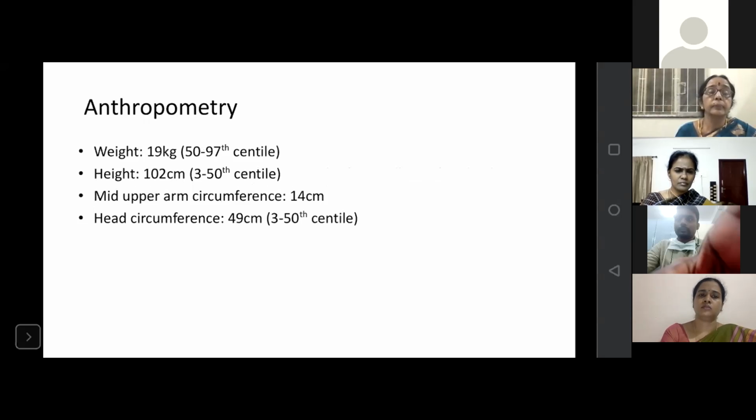Assessment of growth wise, she was 19 kilograms. She fell between the 50th to 97th centile, and height was 102 centimeters, 3rd to 50th centile. Mid-arm circumference was 14 centimeters, and head circumference was 49 centimeters, which was between the 3rd to 50th centile as per the WHO chart.